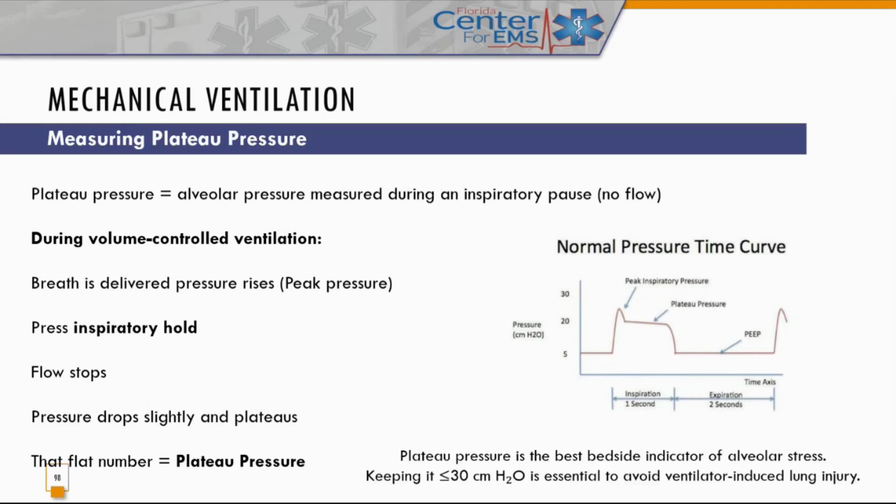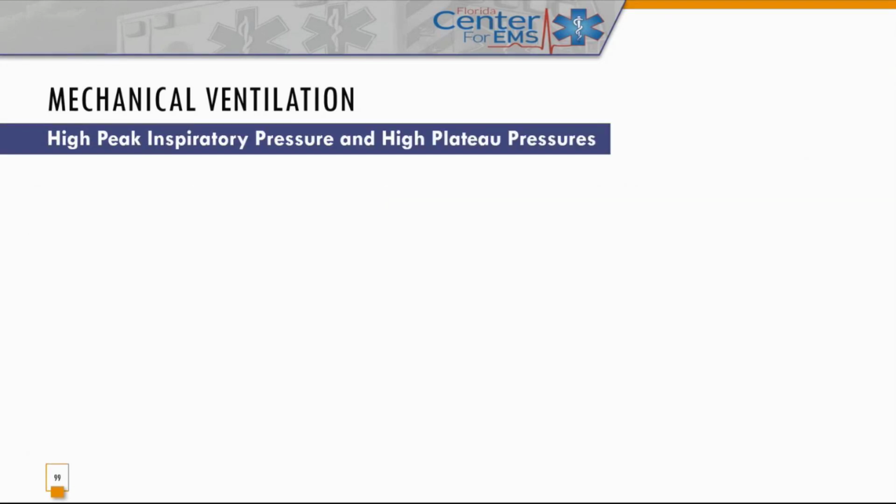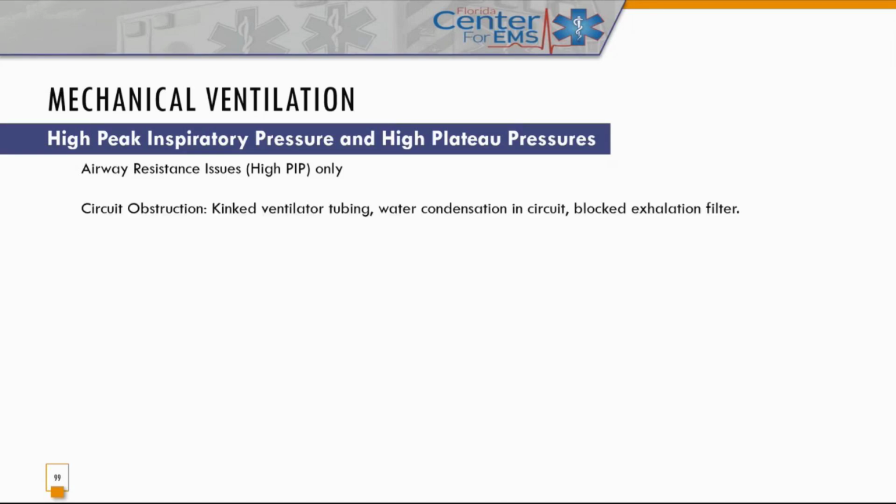So let's see. High peak pressures, high plateau pressures, high resistance, high PEEP or PIP, peak inspiratory pressure. We don't want these high pressures. That's causing harm. That's causing the barotrauma and the volutrauma type thing.